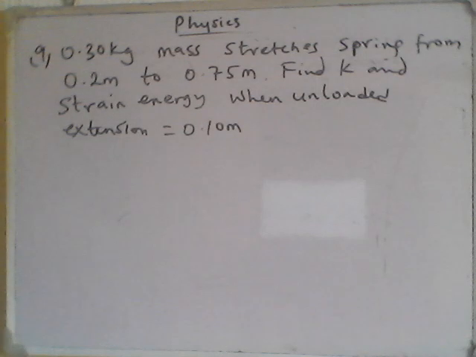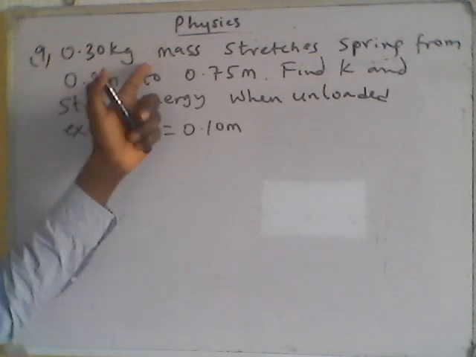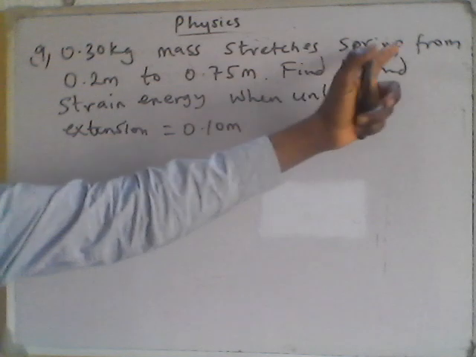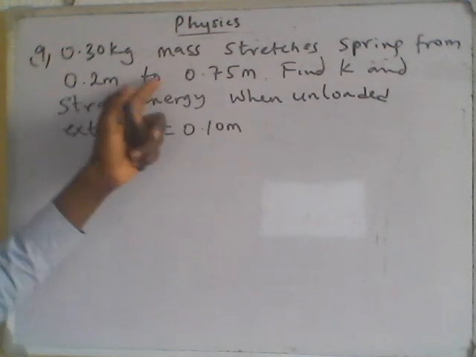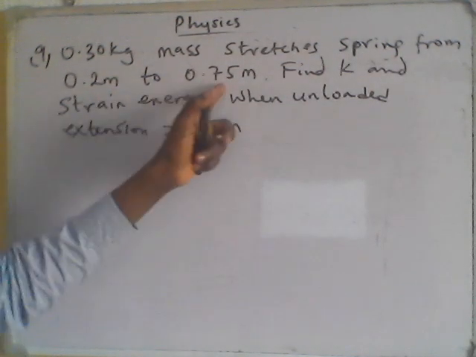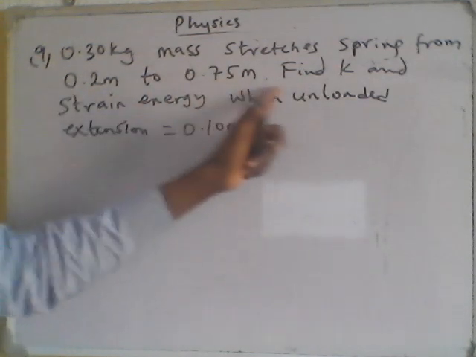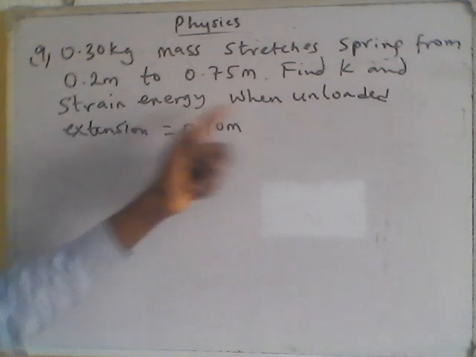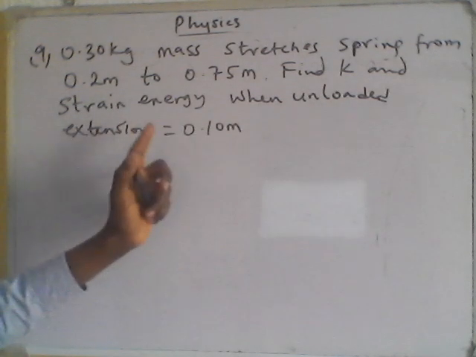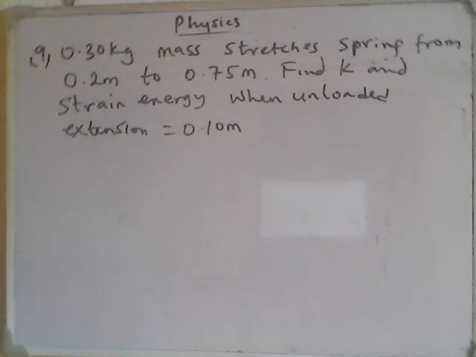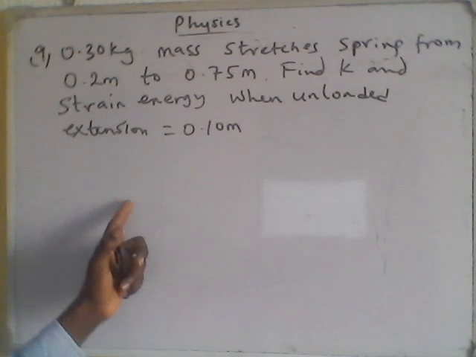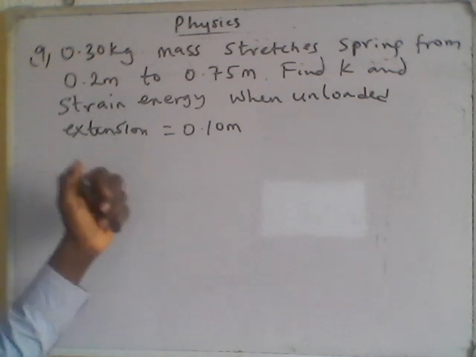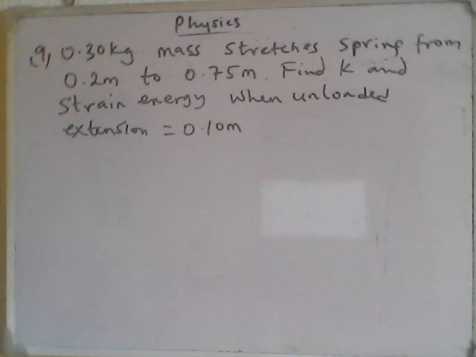Okay, so we have this question on the board. It says a 0.3 kg mass stretches a spring from 0.2 to 0.75. So the extension is actually 0.75 minus 0.2. Find K and the strain energy when unloaded extension is 0.1. Unloaded extension actually has to do with natural length. This is the natural length, right? So we're going to be looking for two things here. We're going to be finding K, and again we'll find the strain energy.